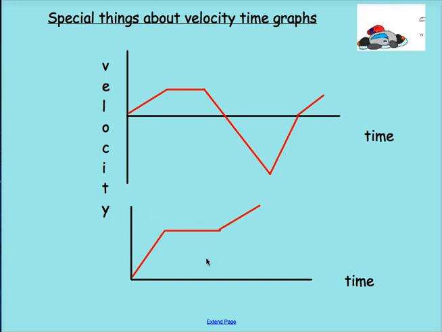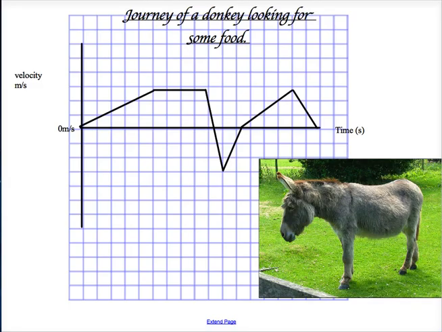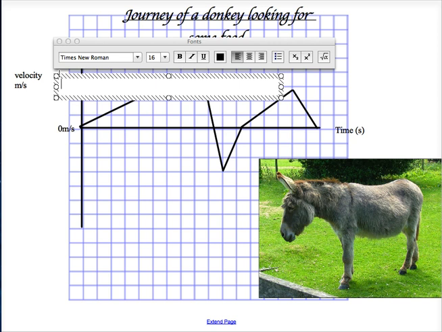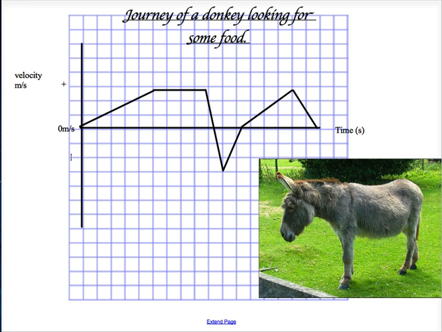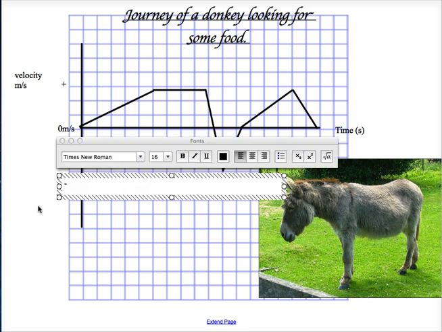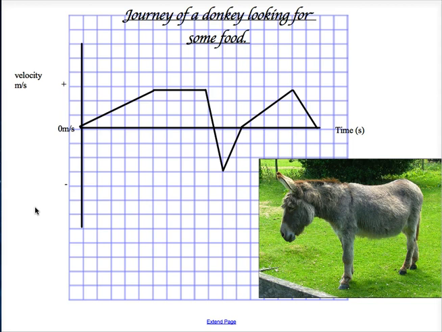And then next, what else you can do in higher tier is work out the total distance covered on a velocity time graph. So let's look at one. So here we have a donkey, lovely. And this is what the donkey does to go and find some food. I haven't put any numbers in, but what I've put here is 0 meters per second for that line to remind us that that bit there is 0, so the donkey's not moving. It's positive at the top and it's negative at the bottom. So negative velocity means you're going backwards.